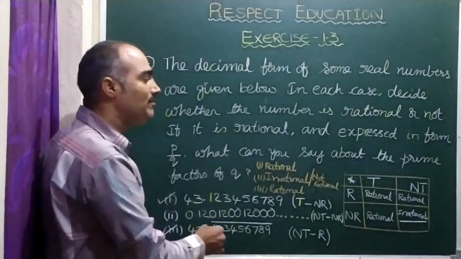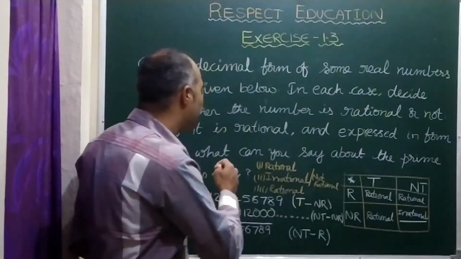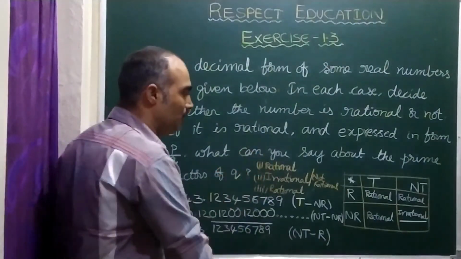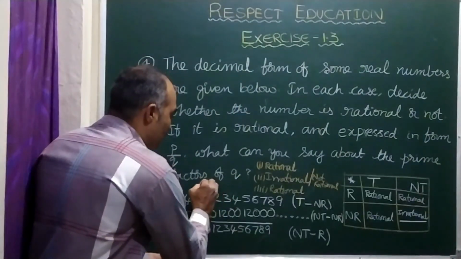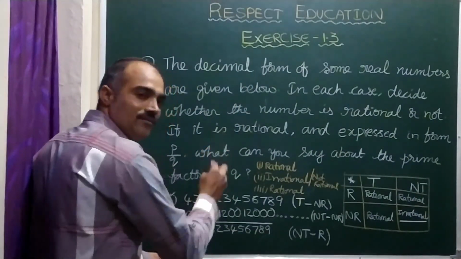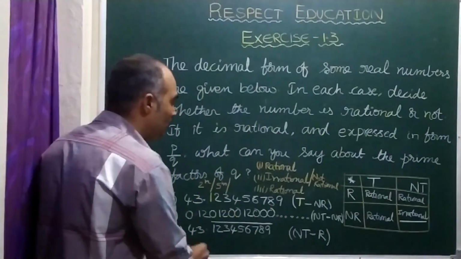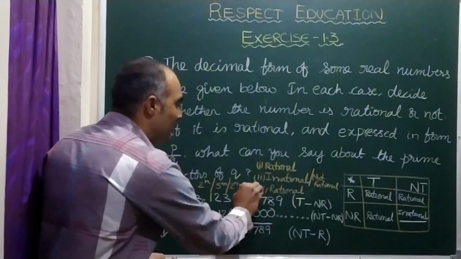If they are rational, that is, if it is expressed in the form of p by q, then what can you say about the prime factors of q? As we have discussed already, the prime factors of q are, here I am writing, children, prime factors of q in the form of either 2 power n or 5 power m, or a combination of both, 2 power n into 5 power m. That's all, children.